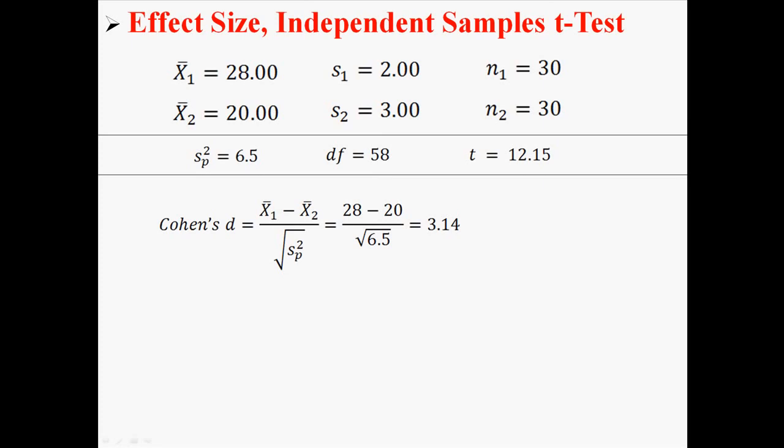Well, what does that 3.14 actually mean? There are certain criteria for Cohen's d. If your d is about 0.2, that means you have a small effect. If it's about 0.5, that means you have a medium effect. And if it's 0.8 or larger, that means you have a large effect.